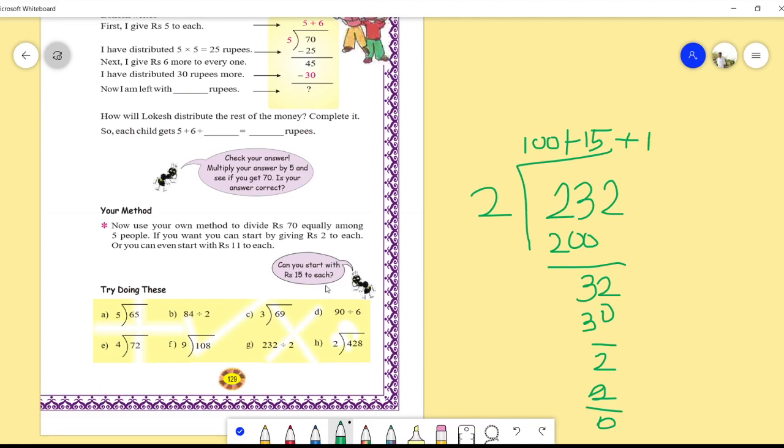So this is how we can do this type of division and get the answer in the form of addition. In your homework, you have to do example number H, 428 divided by 2.